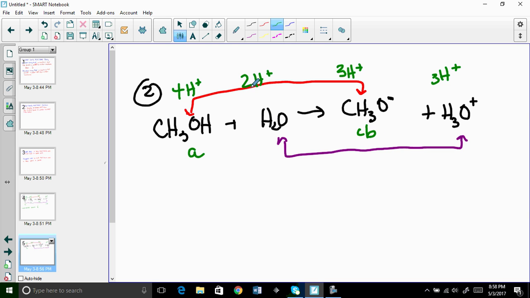And then I'm doing the green pair. This was at 2, went up to 3. This is the base. This is the conjugate acid, and that's all you've got to do. Acid, base on the left, conjugate acid, conjugate base on the right. Each pair: red pair, acid, base. Purple pair, base, acid.